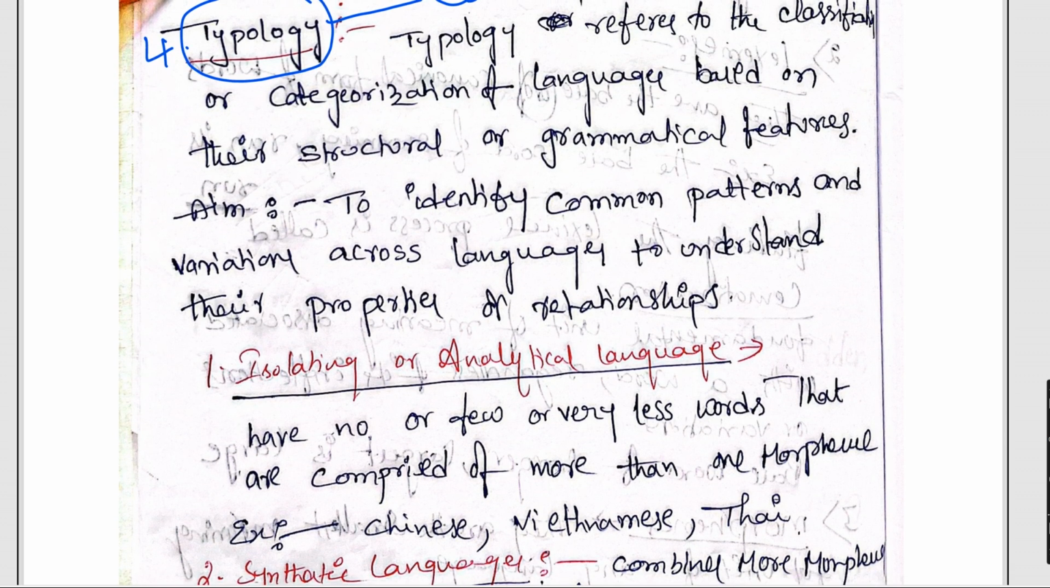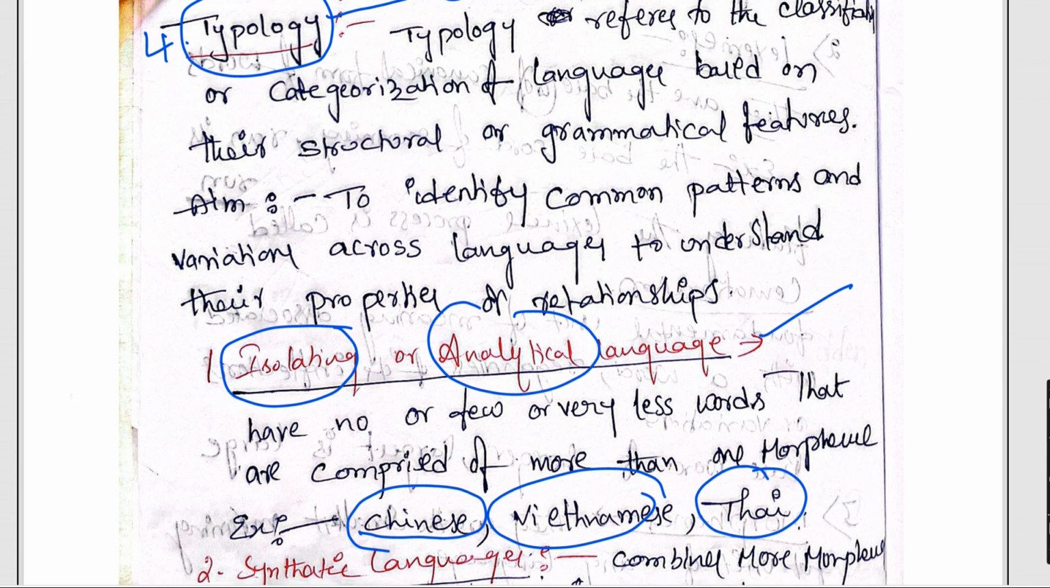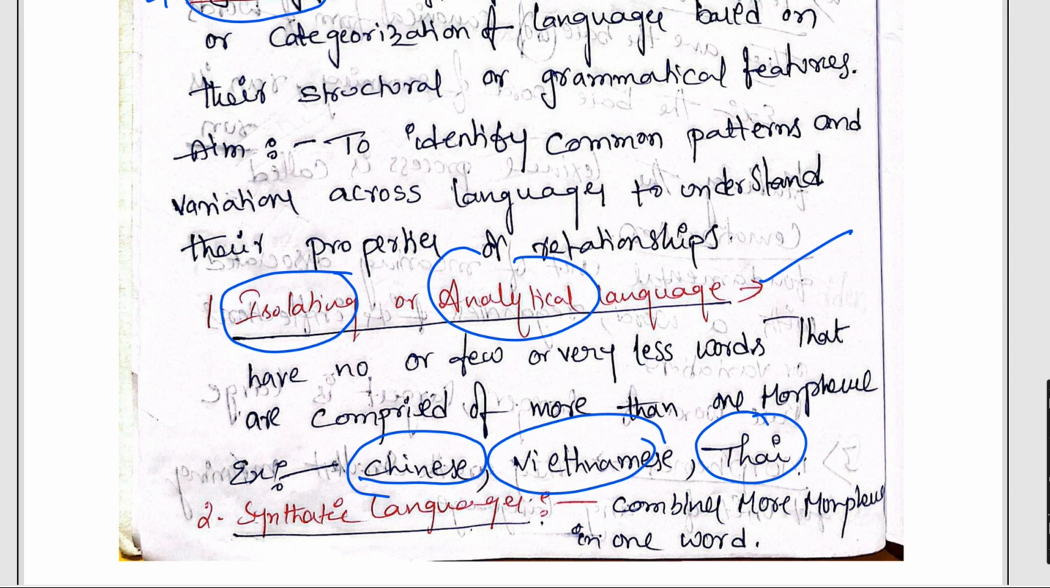First language type is the isolating language or analytical language. Isolating or analytical language means a language with few words that are comprised of more than one morpheme. In such a language, having very few alphabets, by using those few alphabets only we can find so many morphemes, right? That means one word has multiple meanings. Examples are the Chinese language, Vietnamese language, and Thai language. So these languages have very few words.